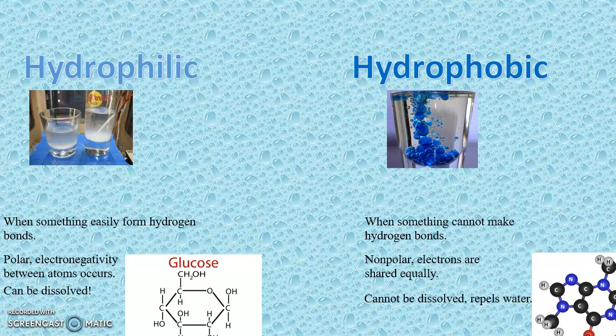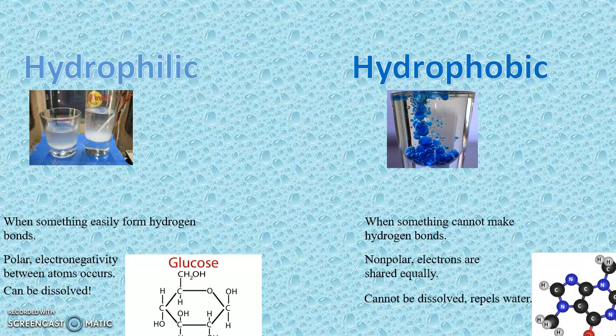When something is hydrophilic, it can be dissolved in water, much like sugar. As you know, if you put sugar into water and swirl it around, you will no longer see the sugar. That's because sugar can be easily bonded with water. It can form hydrogen bonds fairly easily.